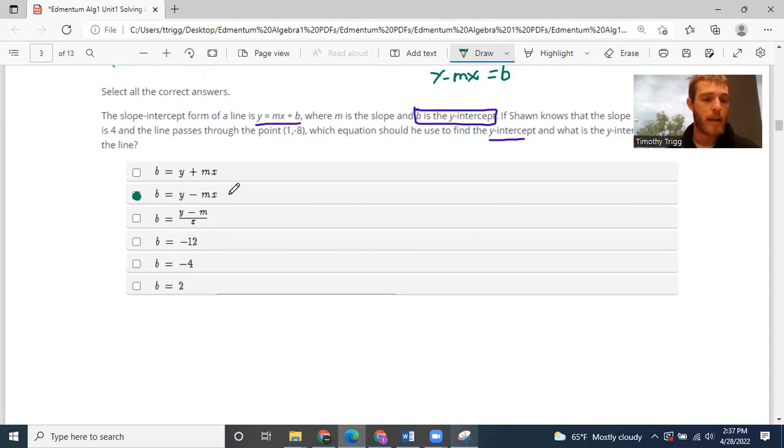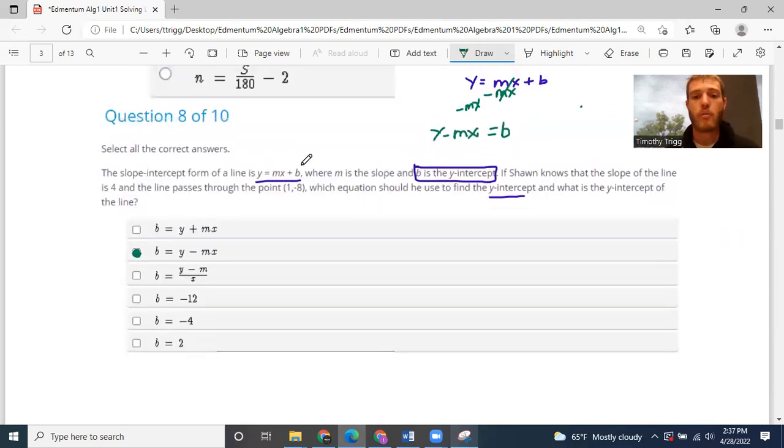B equals y minus mx. Now we have to use the other information they give us. It says the slope of the line is 4, so the m is 4, and then it passes through the point 1 comma negative 8. This tells us the x and the y. X comma y. So the x is 1, the y is negative 8, and the m is 4.